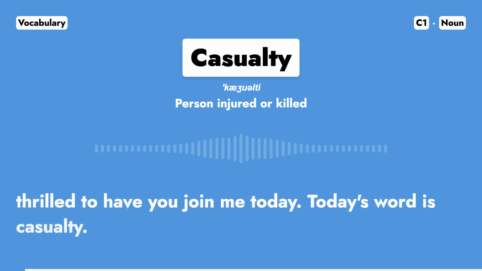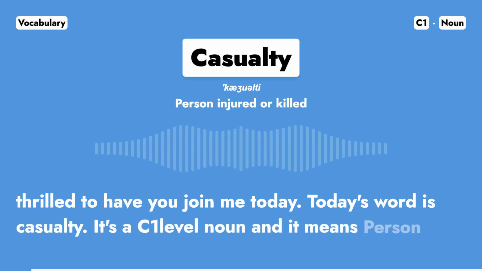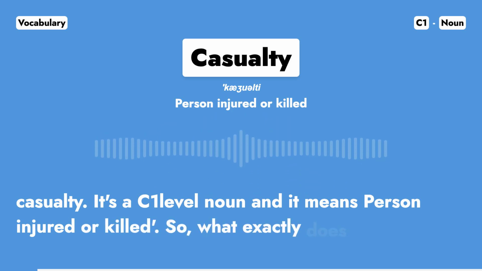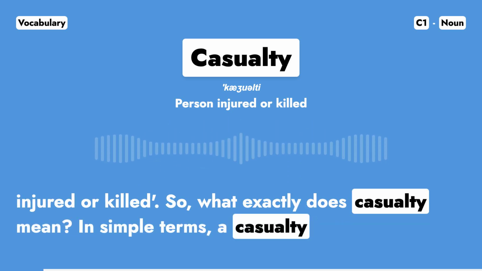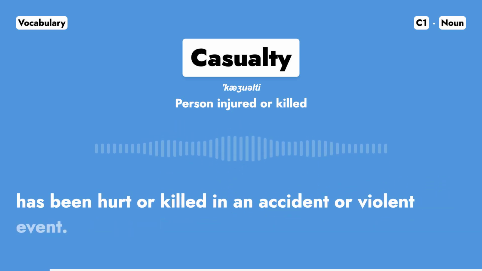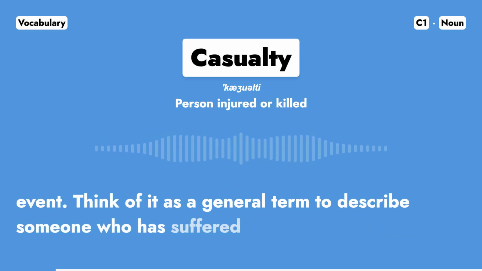Today's word is casualty. It's a C1 level noun, and it means person injured or killed. So, what exactly does casualty mean? In simple terms, a casualty is someone who has been hurt or killed in an accident or violent event. Think of it as a general term to describe someone who has suffered harm.